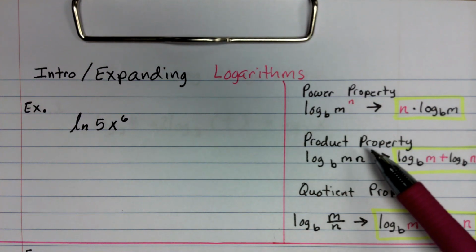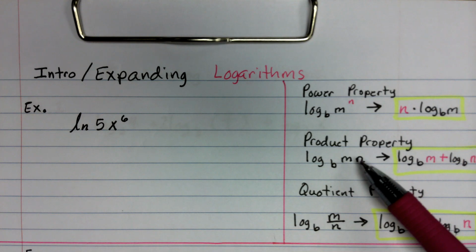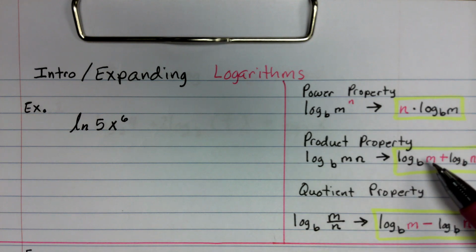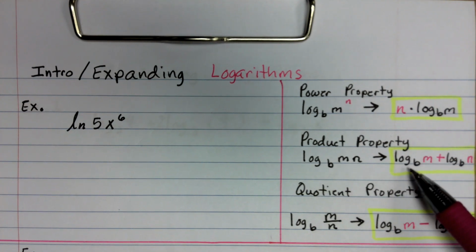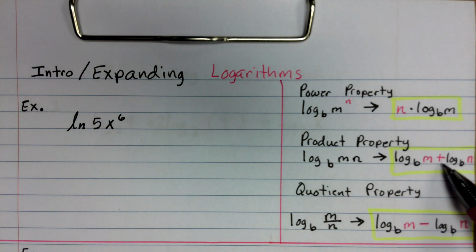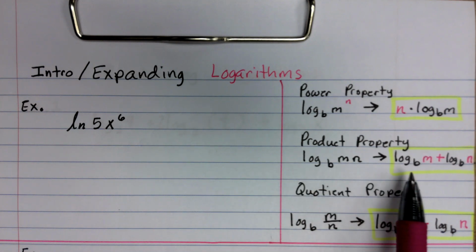Next we have our product property, which product means multiply. So in other words, notice we have m being multiplied to the letter n, and anytime we have a product property we're going to simply add those two values. So notice we have log b m, and then we have plus log of base b to n. And so all we did was take these two variables that are being multiplied, and we separate them as two different logs being added together.